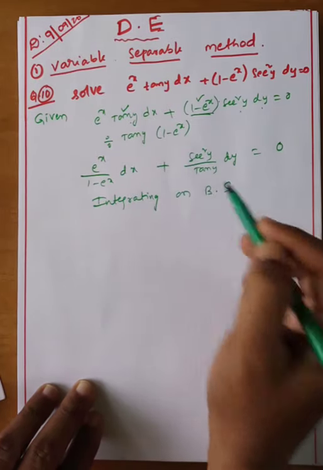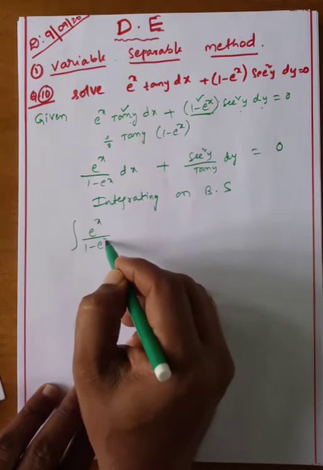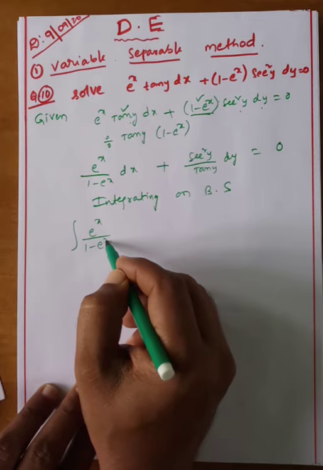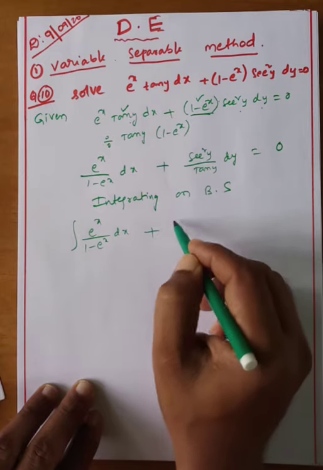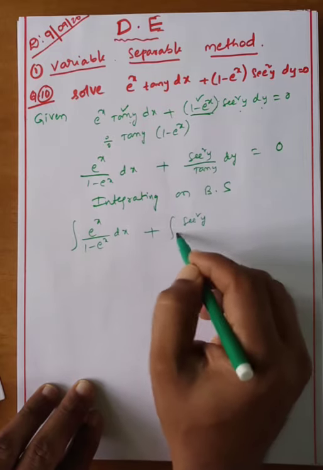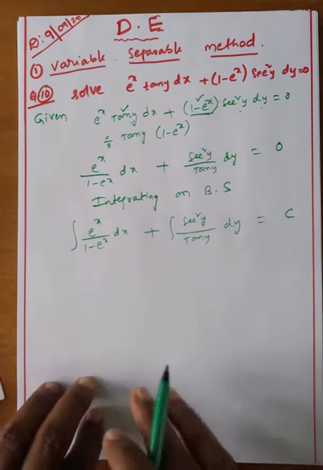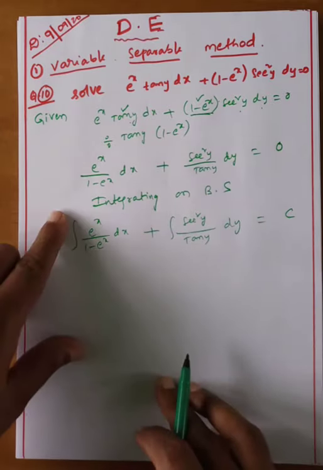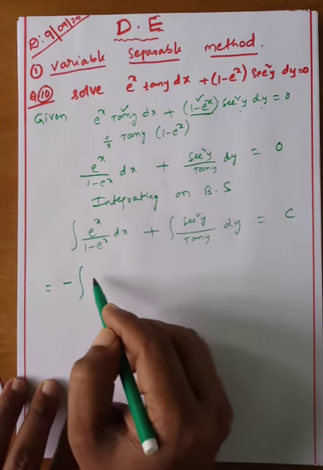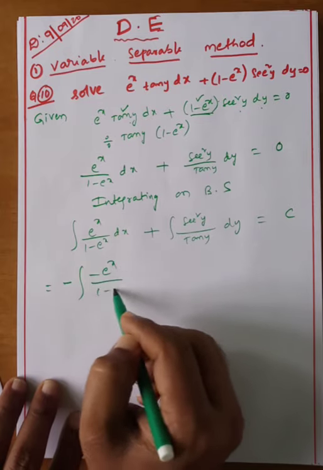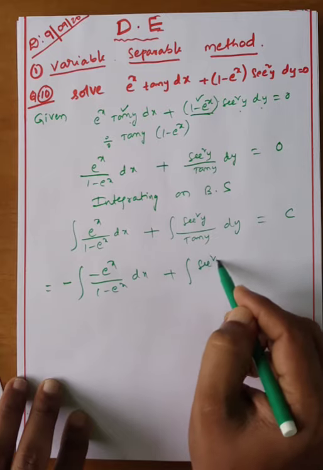On both sides, what happened, my dear students? Integral of e power x by 1 minus e power x, no problem, plus integral of secant square y by tan y dy. Integral of 0 means constant. Here f dash of x is the derivative of the denominator, 0 minus e power x, the derivative minus is missing, so minus e power x by 1 minus e power x dx. Same for secant square y by tan y.